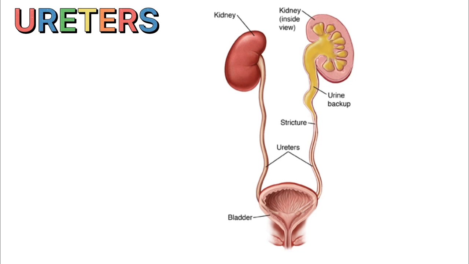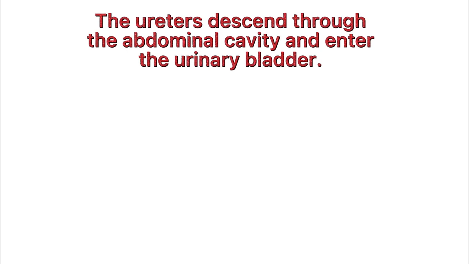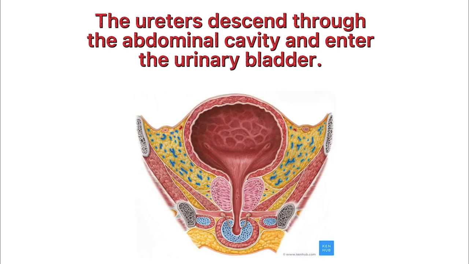The ureters are tubes through which the urine flows from the kidneys to the urinary bladder. The ureters extend inferiorly and medially from the renal pelvis and exit the kidney at the renal hilum. So, the ureters descend through the abdominal cavity and enter the urinary bladder.